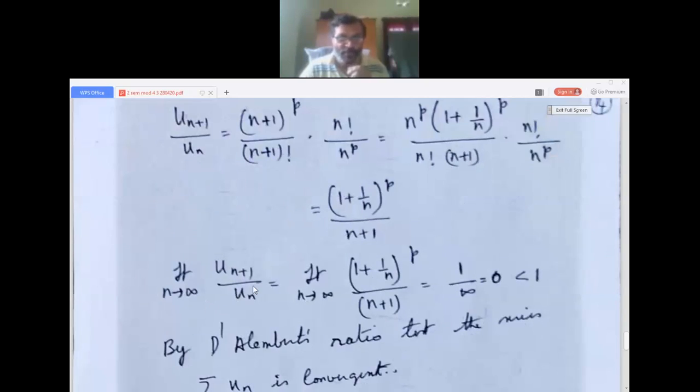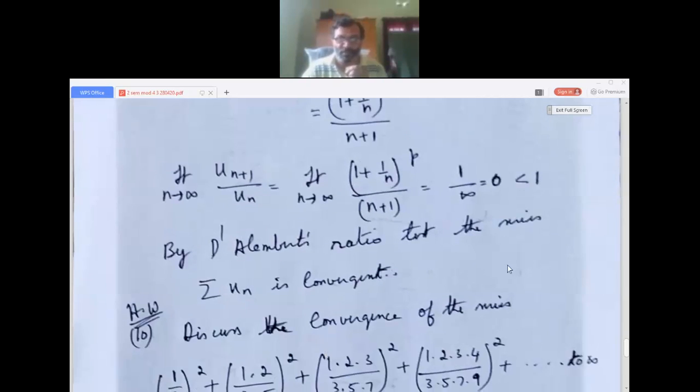So limit n tends to infinity, un plus 1 divided by un equals limit n tends to infinity, 1 plus 1 by n power p divided by n plus 1. As n tends to infinity, 1 by infinity is 0. Here also infinity plus 1 is infinity, and 1 by infinity is 0. So you see it's a number less than 1. So by D'Alembert's ratio test, the series sigma un is convergent.